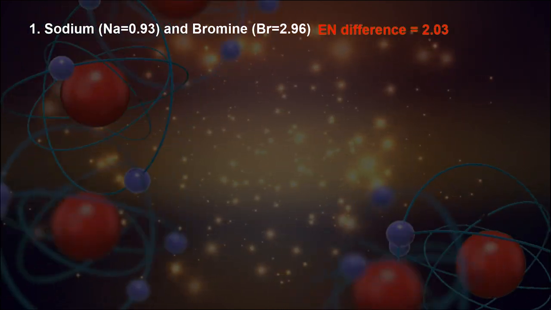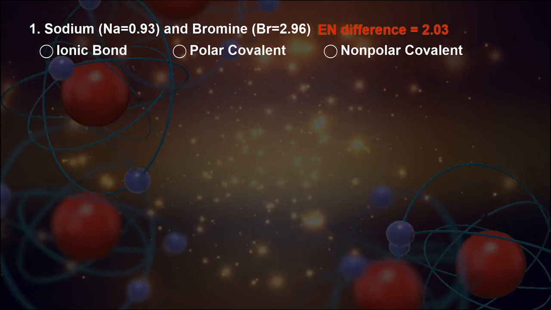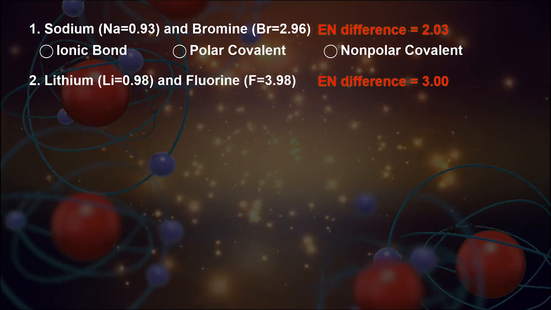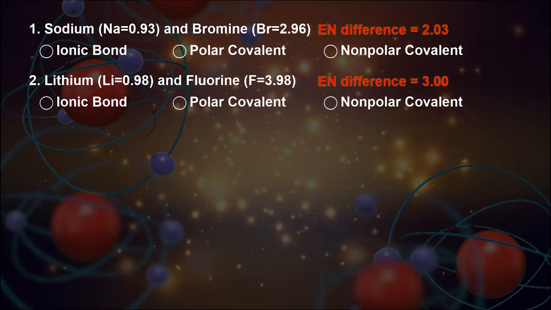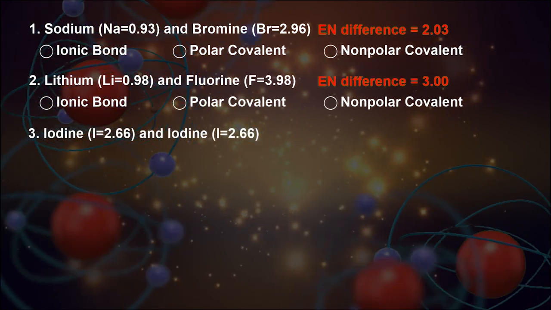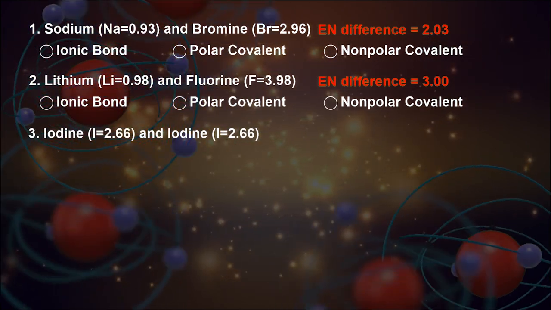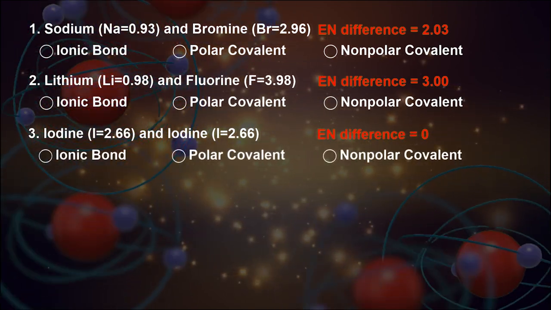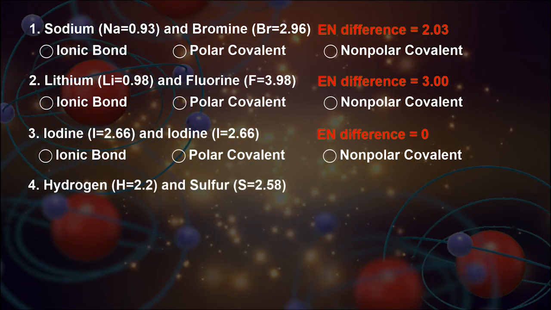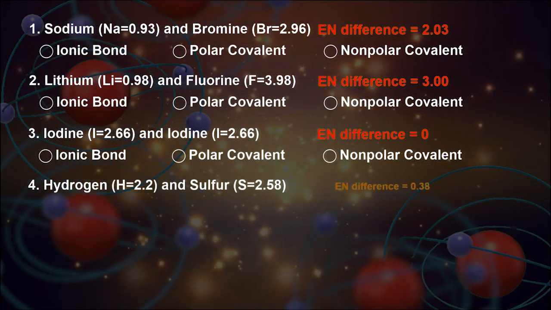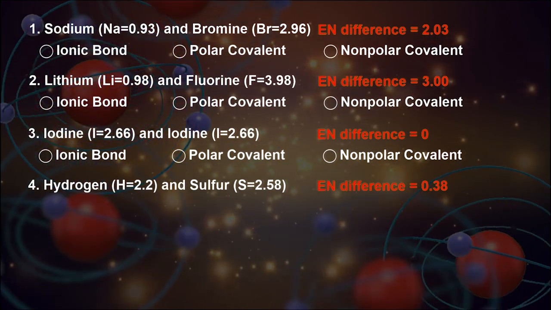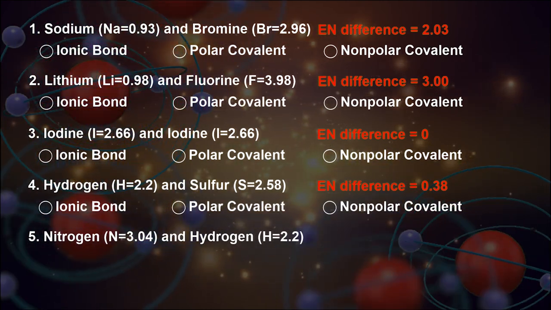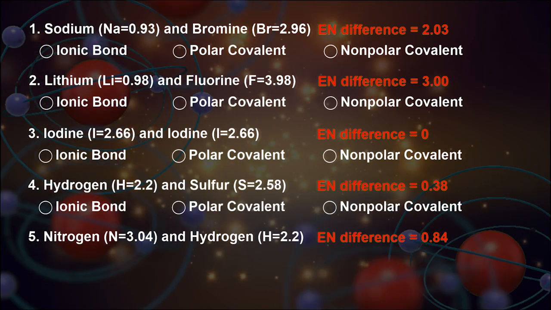EN difference, 2.03. Number 2, lithium and fluorine. EN difference, 3.0. Number 3, iodine and iodine. EN difference, 0. Number 4, hydrogen and sulfur. EN difference, 0.38. Number 5, nitrogen and hydrogen. EN difference, 0.84.